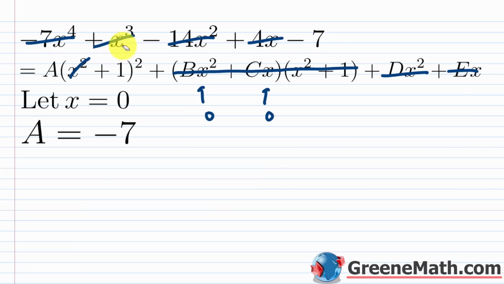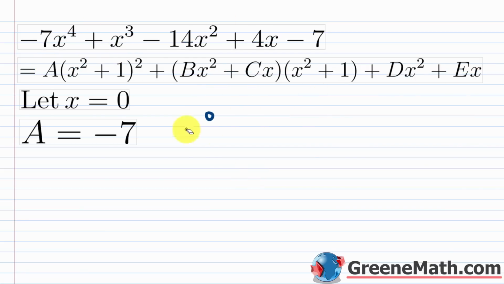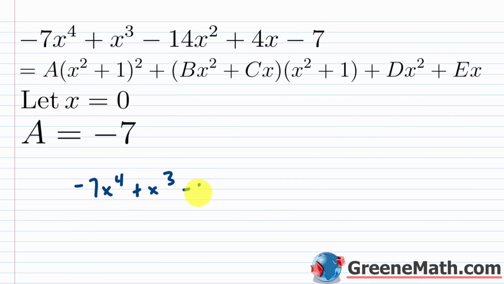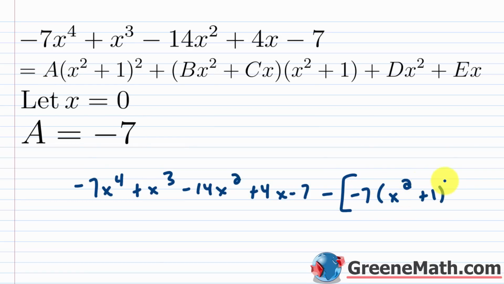And we're actually going to simplify this, just like we did in the last problem, because what I want to do is subtract this away from this right here. In other words, you want negative 7x to the 4th power plus x cubed minus 14x squared plus 4x minus 7. And you want to remove this from this side to make it simpler. So minus, I'll just put this in brackets, your negative 7 gets plugged in for a, and then times the quantity x squared plus 1. Again, this is a quantity squared here. So this is what we're going to do on the next page.